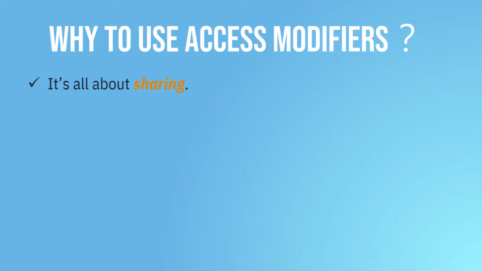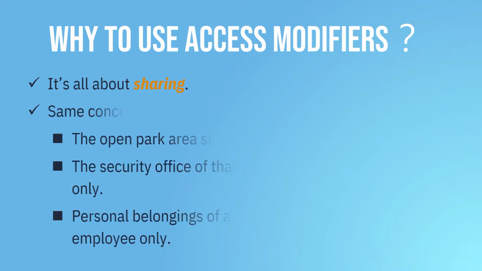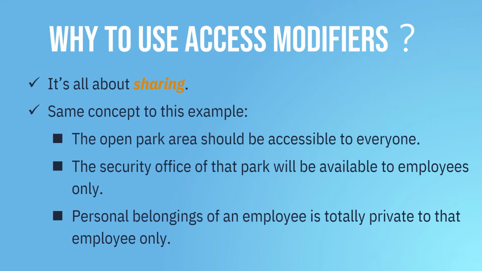Imagine your program is a public park. The open area of the park should be available to everyone, but the security office of the park should be employees only. You won't let anybody access the security office without proper permission. And the personal belongings of an employee who works in that office should be absolutely private to that employee only. It's the same concept of access modifiers.